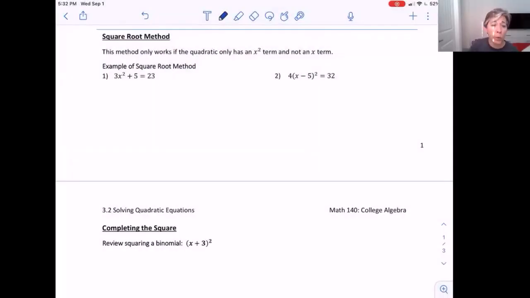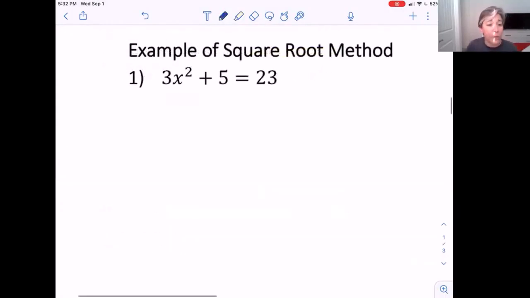Now let's take a look at the square root method. And remember, this method only works if it has an x squared term, but not an x term. For this first example, we can use the square root method.